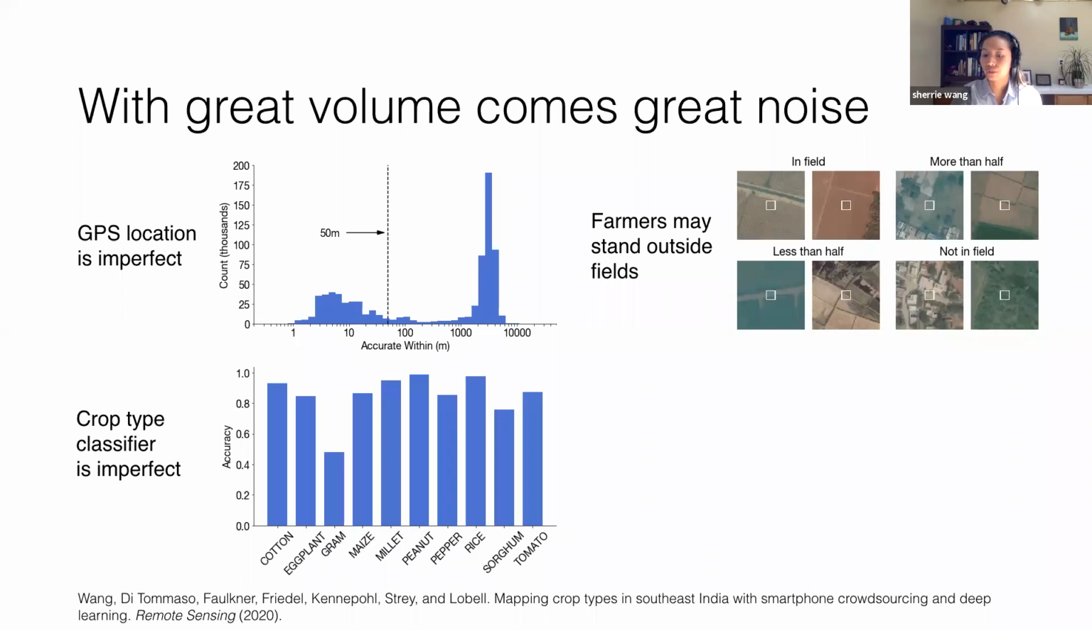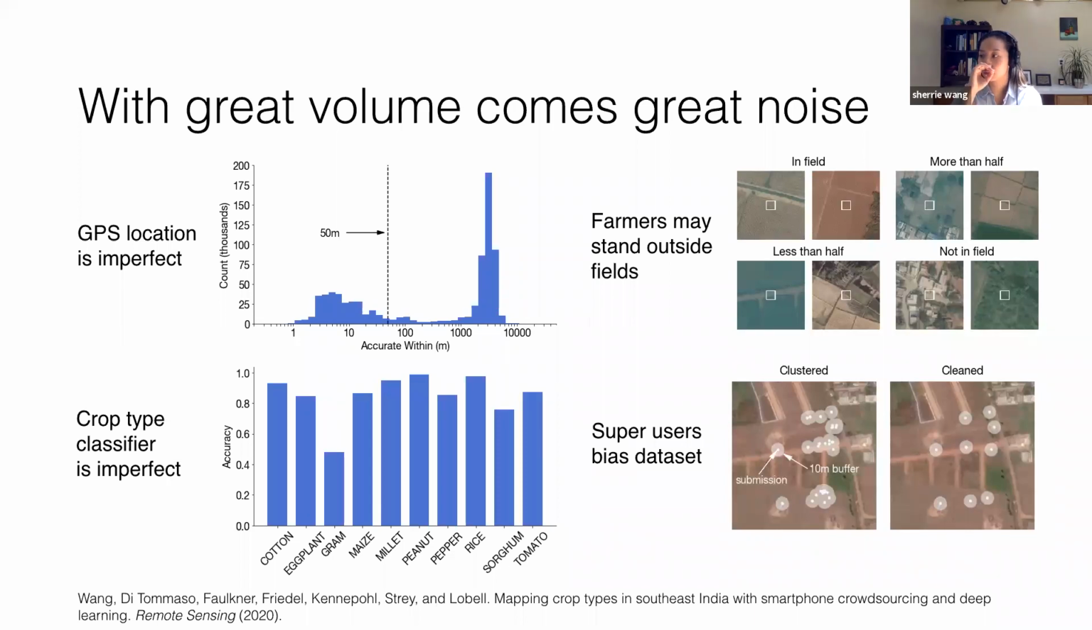Another source of noise is that the crop type classifier on the Plantix side also makes mistakes. In particular for crop types like gram, you can see that the accuracy can be as low as about 0.5. I mentioned that we're going to focus on classifying cotton and rice, and for those two crop types, the accuracy is pretty good. So we're not going to worry too much about this source of noise.